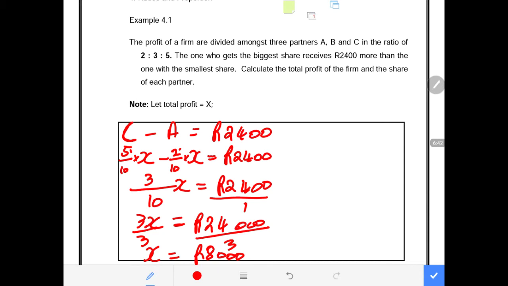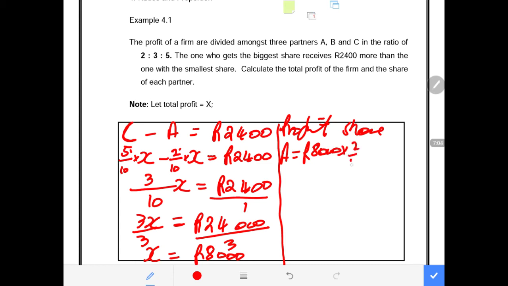Then we need to know the share for partner A, share for partner B, and share for partner C. Then we get to what we call profit share. Now we are sharing the profit. Profit share, partner A will share out of the 8,000, times 2/10, how much do we get? Partner B, out of the 8,000 of the profit that the firm has made, times 3/10, and partner C will share out of the same 8,000 times 5/10.